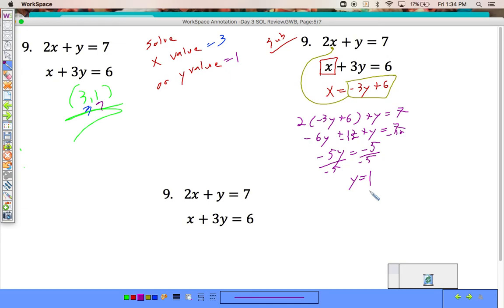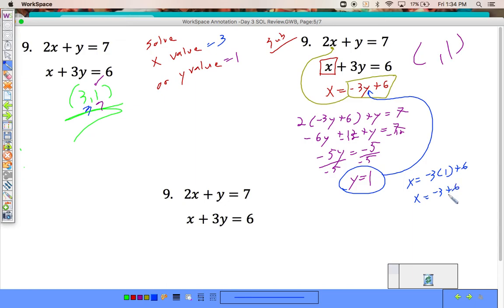I get y to equal 1, which is exactly what I had on this first one from the graph. Now to get my x value, I'm going to take y to equal 1 and plug it into that expression I have. And I get the same ordered pair. So that is substitution. I expect to see not just graphed answers, some work involved. All right, let's get that same answer one more time.